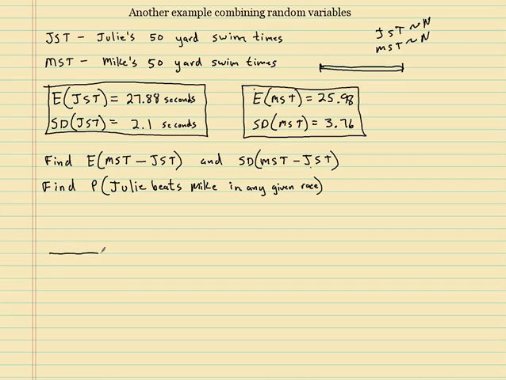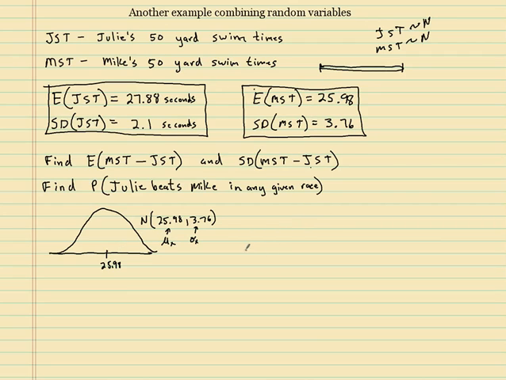I could draw a normal curve for Mike's times. What is he expected to get? 25.98, and his standard deviation is 3.76. So this is my mu of x, and this is my standard deviation of x. The mean of 25.98 is his average swim time. Remember, the smaller the number, the faster they are.